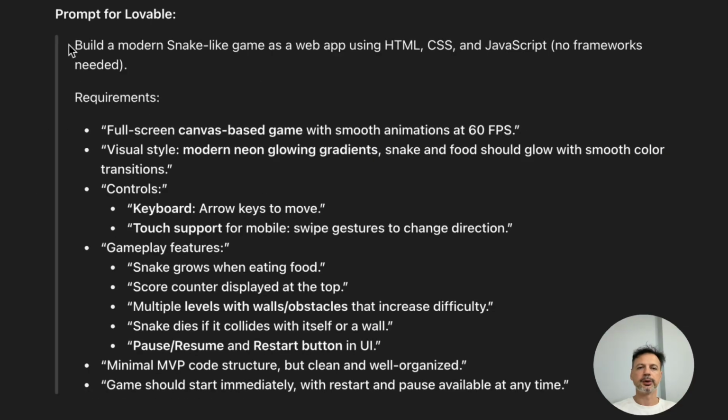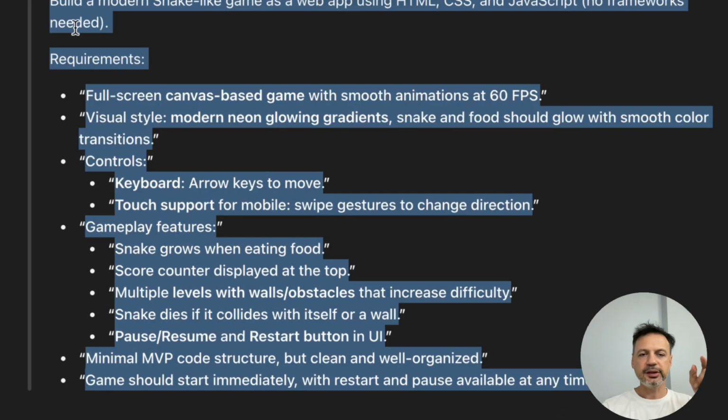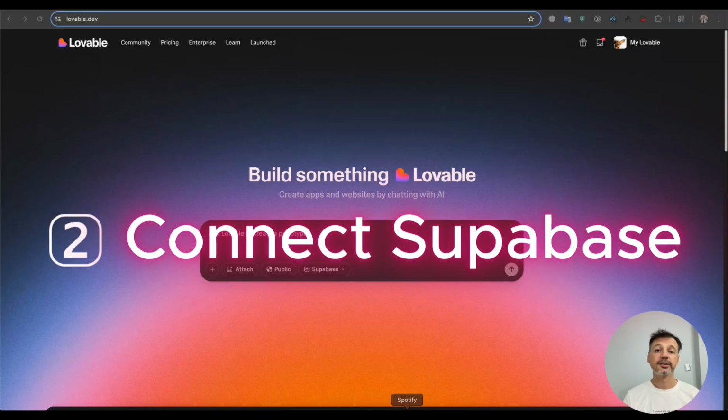And here is the prompt. Build a modern snake-like game as a web page using HTML, CSS, and so on. Here's the requirements: full screen, visual style, control, everything we described in ChatGPT questions. Here it is. Now I just copy. So this was the first step. Refine our prompt.